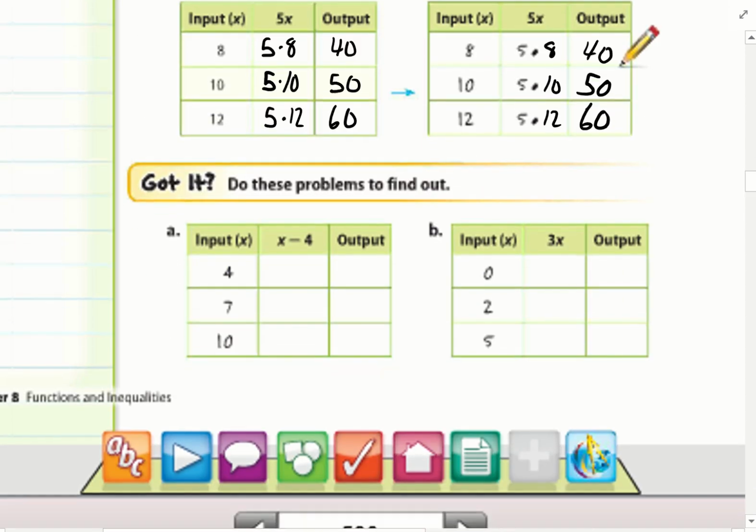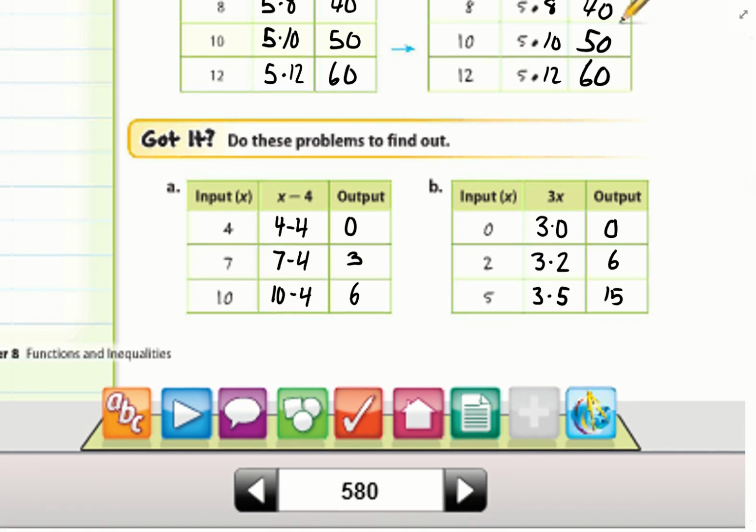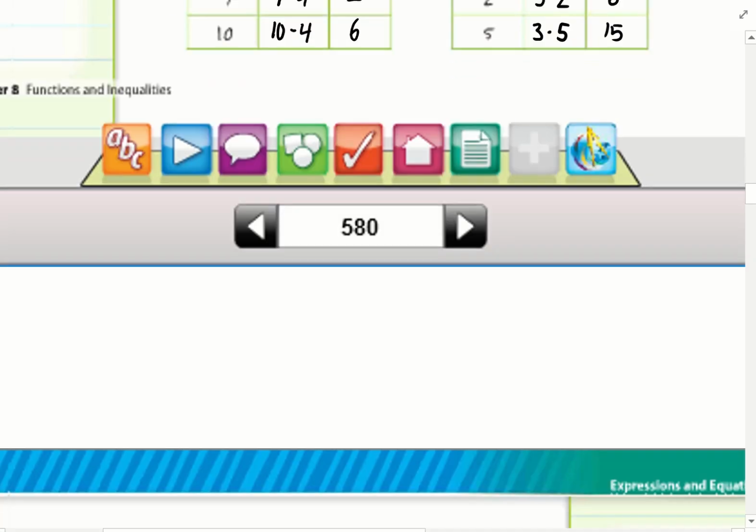So go ahead and try A and B. So for A, we have our input values: 4 minus 4 is 0, 7 minus 4 is 3, 10 minus 4 is 6. And for B, we have 3 times 0 is 0, 3 times 2 is 6, 3 times 5 is 15.